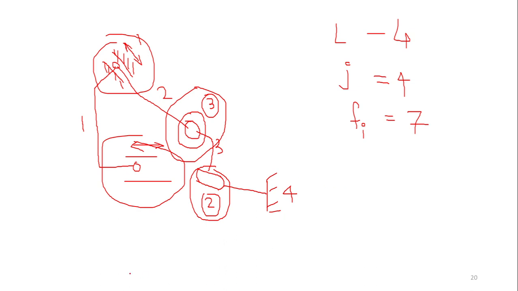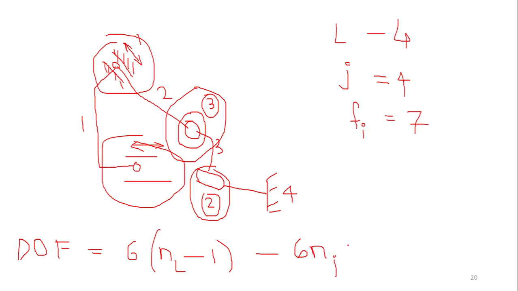So the degree of freedom formula for spatial mechanisms is 6 times the number of links minus 1, minus 6 times the number of joints, plus summation Fi. So if you plug in the values, 6 times 3, 18, 18 minus 24, minus 6, minus 6 plus 7, 1. So degree of freedom is 1 for this. Any questions?